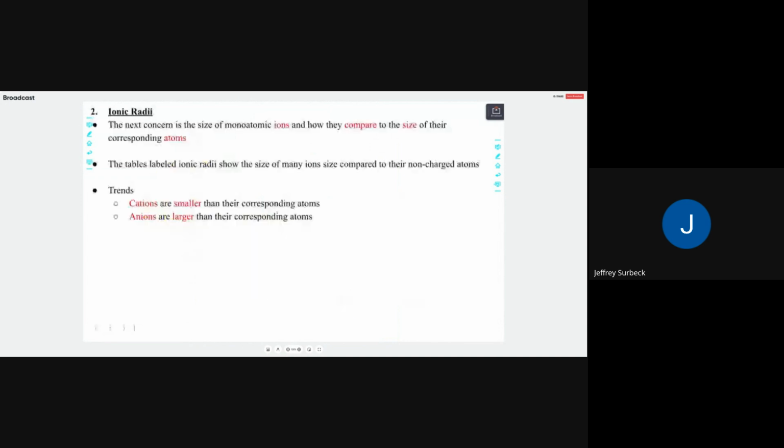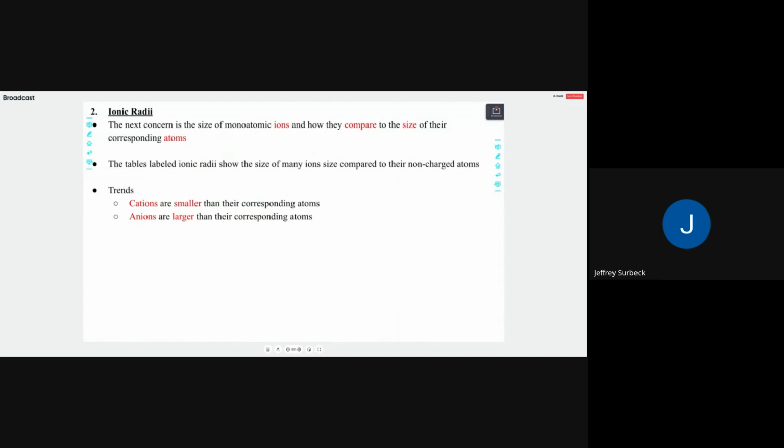Okay, ionic radius. Remember, to be an ion, you either have to lose your electron, become positive, or gain an electron, become negative. Okay, so a couple of important things here. Cations are smaller, anions are larger.